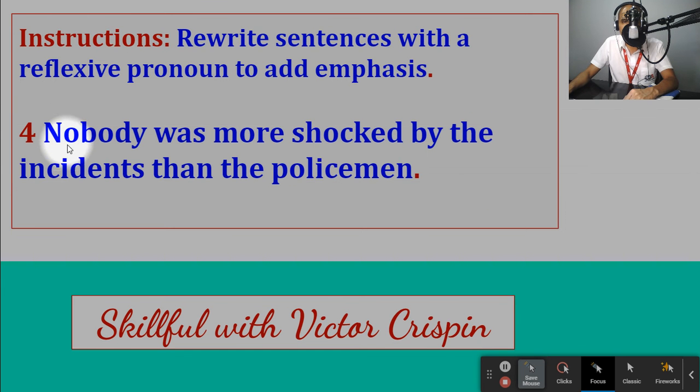Let's read the sentence. Here it says, nobody was more shocked by the incidents than the policeman. You have 20 seconds. Analyze this statement very carefully. We have to take into account that in this case, the subject is, or we are talking about, the policeman. Okay, time is up. Let's see what the correct answer is, or what reflexive pronoun we have to use in order to add emphasis to this sentence.